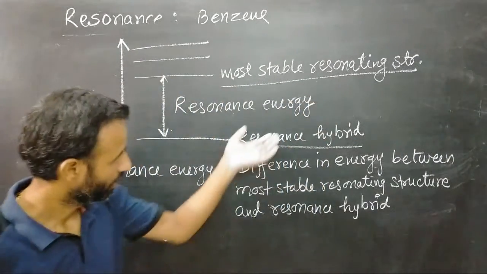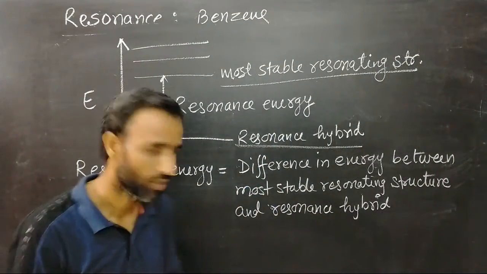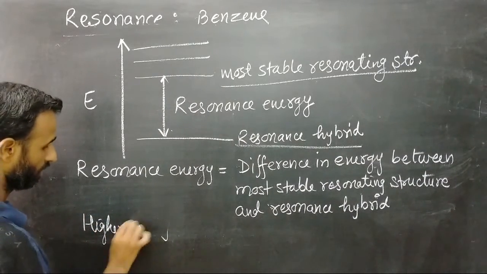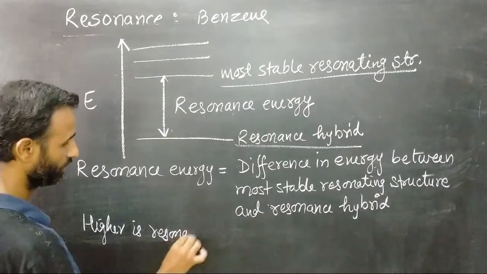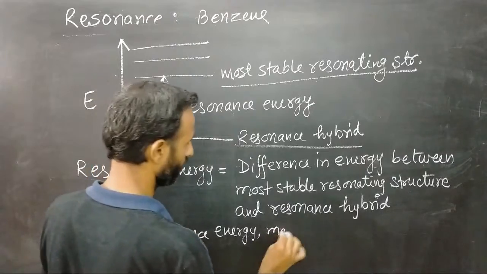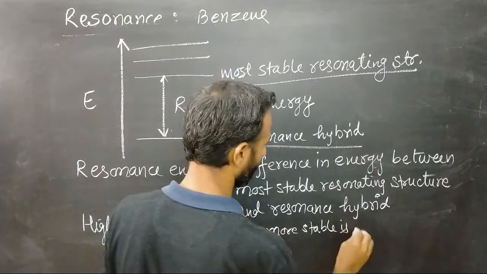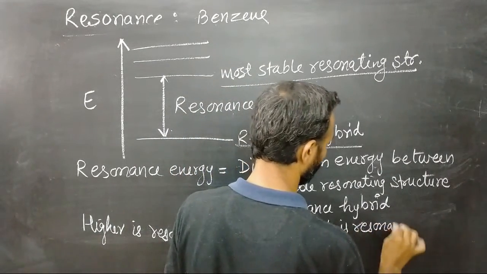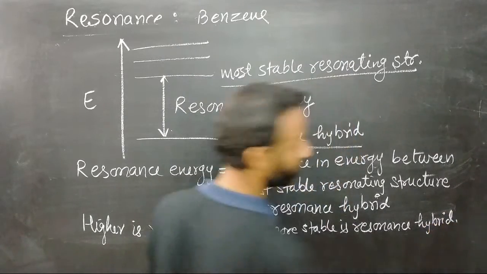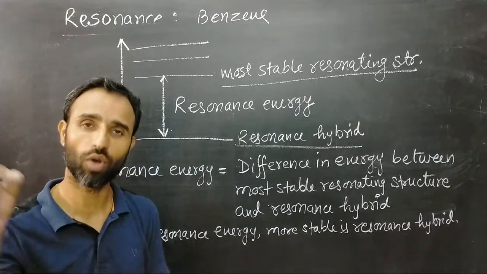That means the lower the energy of resonance hybrid, the more is the resonance energy. So the higher the resonance energy, the more stable is the resonance hybrid. For example, resonance energy of benzene is 150 kilojoule per mole.